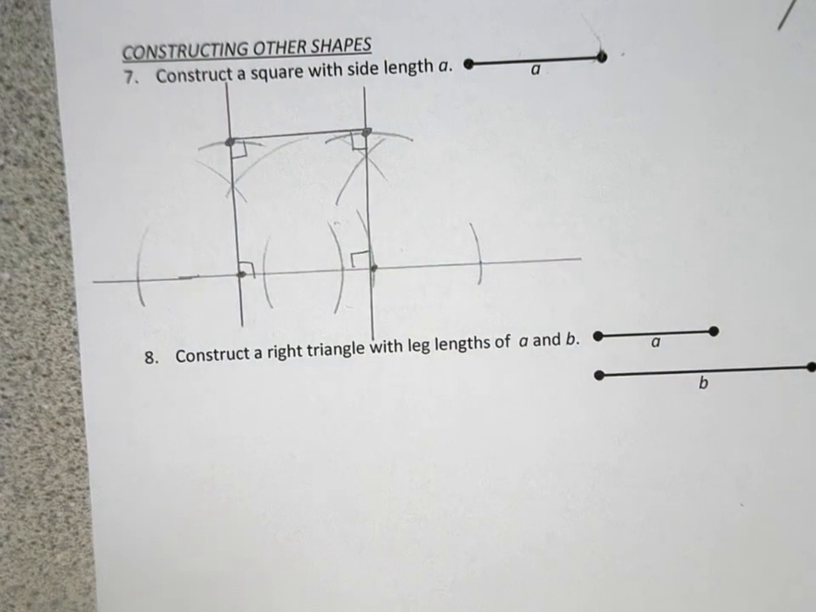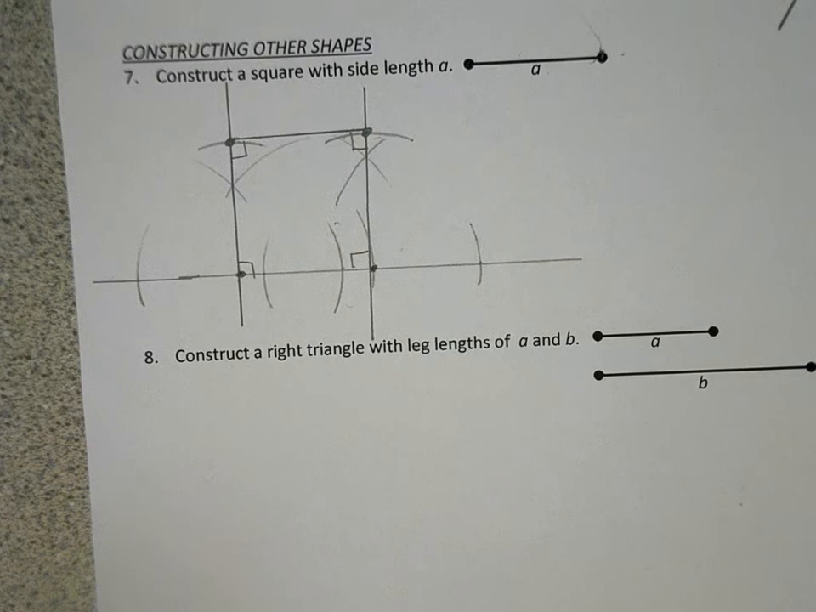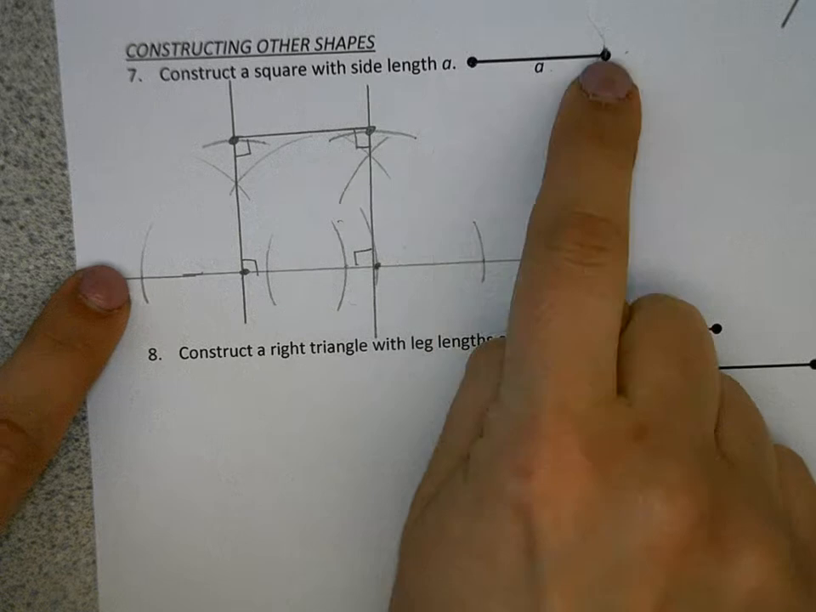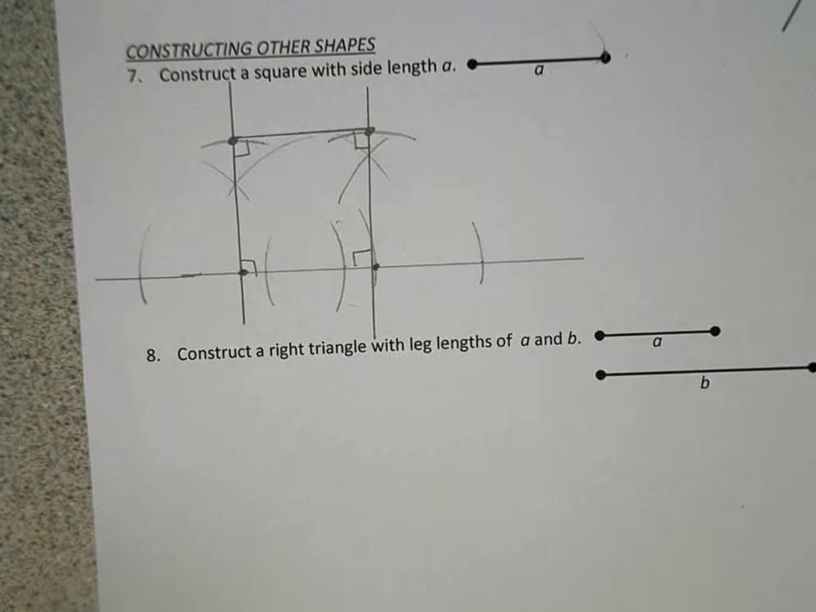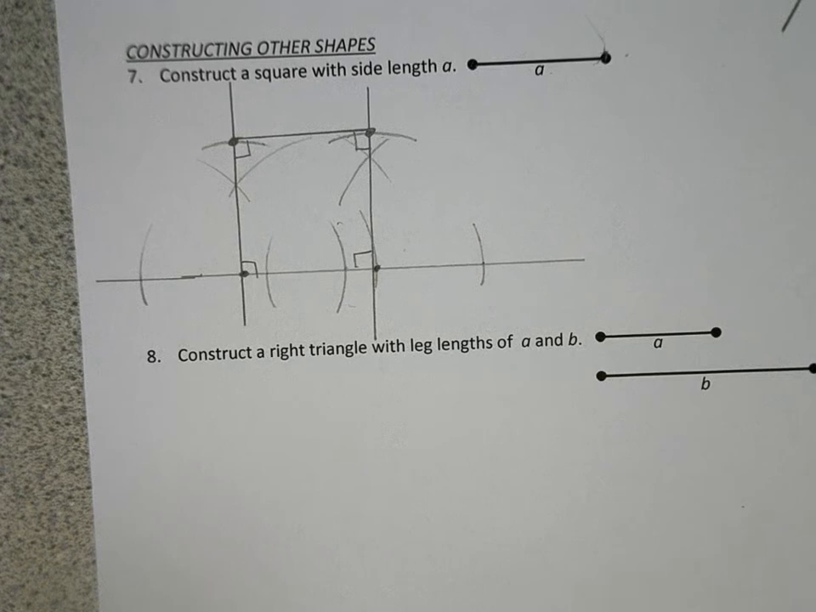If I gave you, and I think your homework has it, it wants you to construct a rectangle and it gives you a short side and a long side. You do the exact same thing. You just have to copy, you only end up copying the short segment once and the long segment twice. So it's just different lengths. Okay?